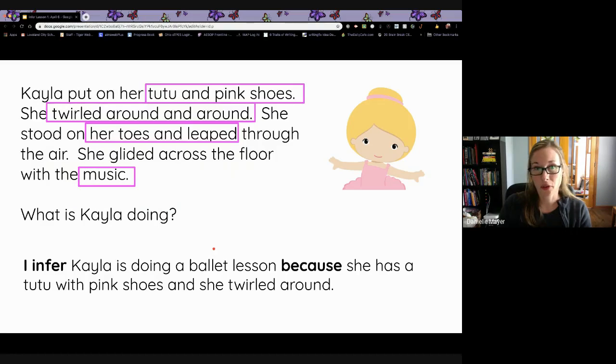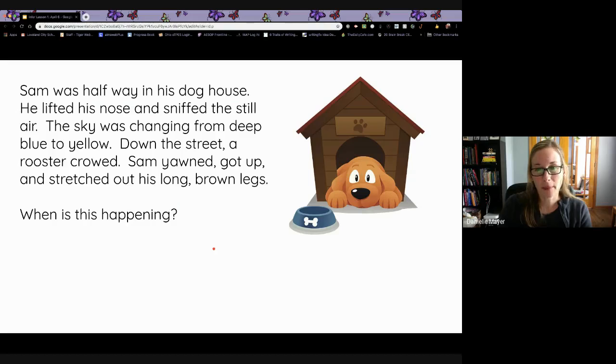Let's try another story. This time it's about a dog named Sam, and we are going to infer, when is Sam doing this? You ready? Let's read the story together.